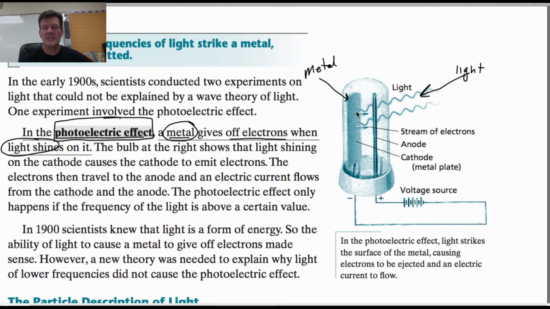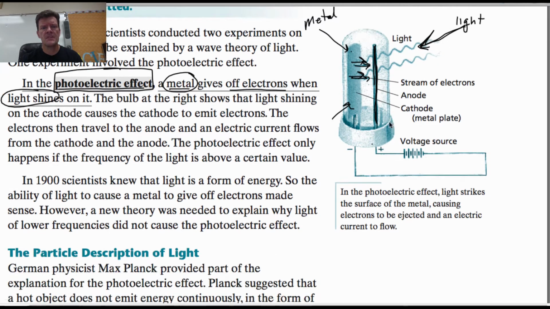They would shine light on this piece of metal, and they had this other rod here that was hooked up to a battery. The piece of metal and this rod were hooked up to a battery, and they realized that there was a flow of electrons from the metal to this rod to complete the circuit. So somehow electrons are being emitted when light hits it. That's interesting, okay? So that's the first thing.